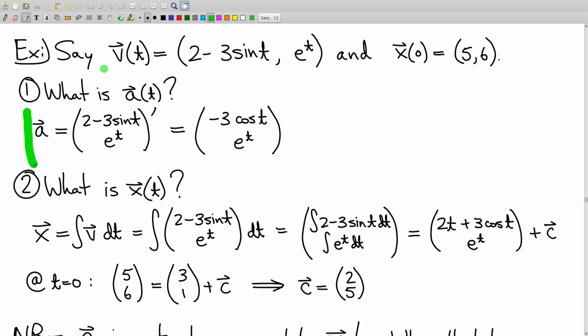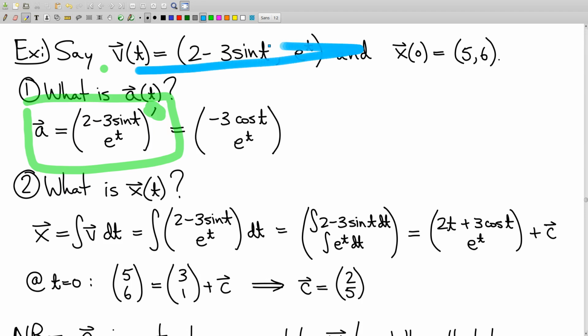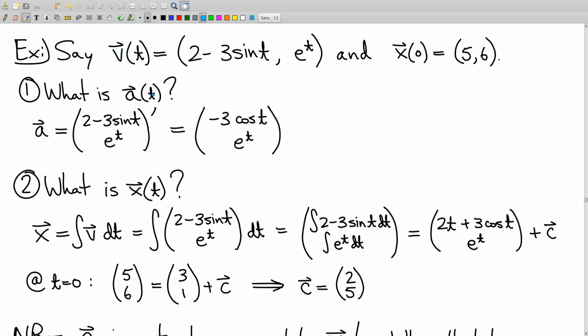Acceleration is literally just the derivative of the velocity. All right, so you take the derivative of that given velocity. Boom, we're done with the acceleration. Everybody happy? All right, so what about position, though?